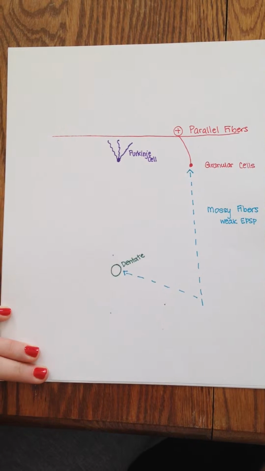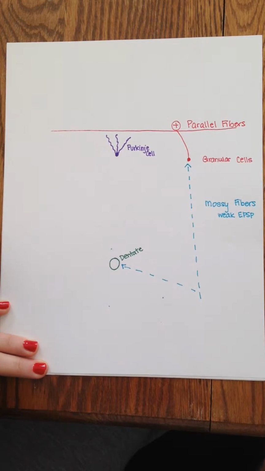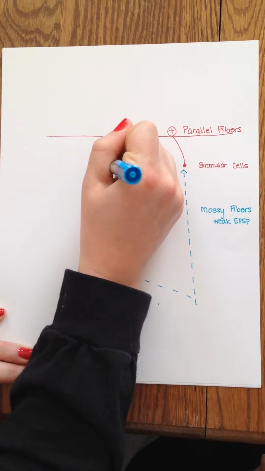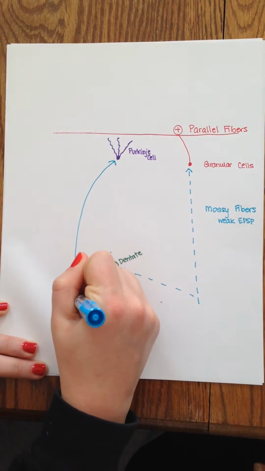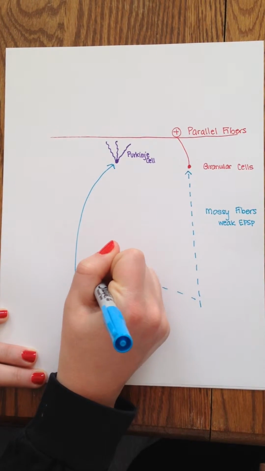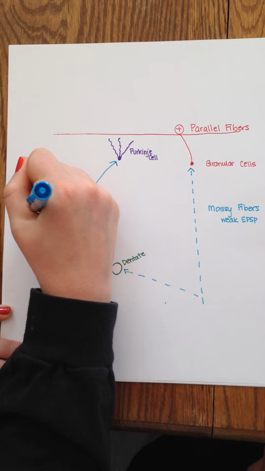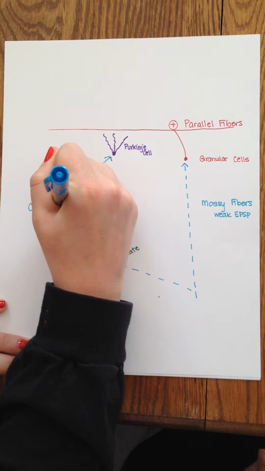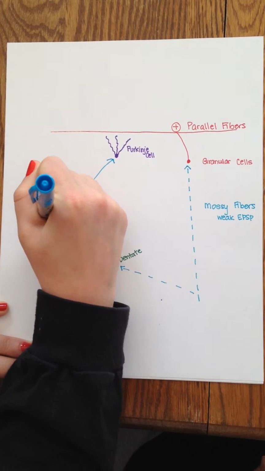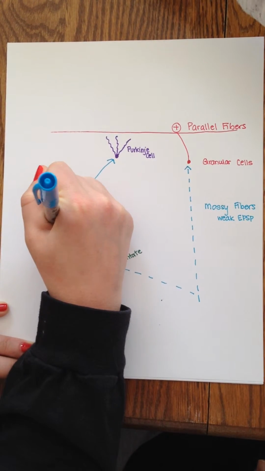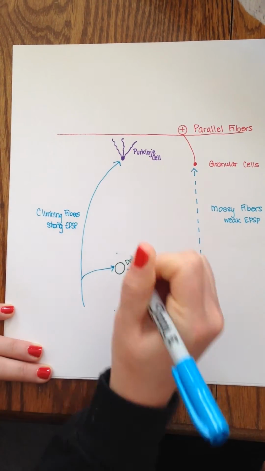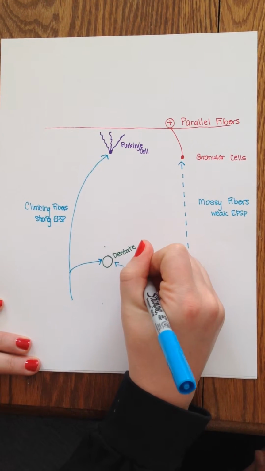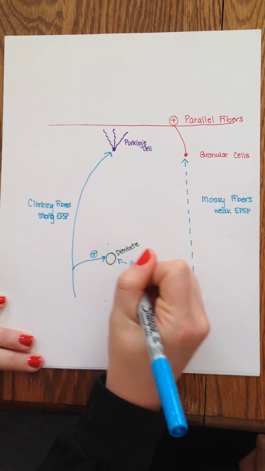Then we have climbing fibers coming up with an excitatory potential, sending that excitatory potential to the dentate and straight to the Purkinje cell. The climbing fibers are strong excitatory action potentials. Both mossy and climbing fibers use glutamate to excite.